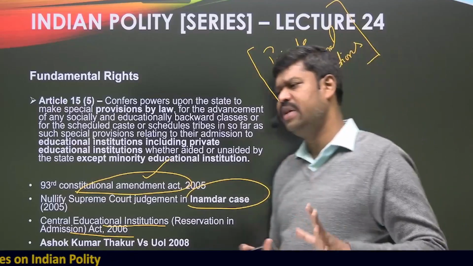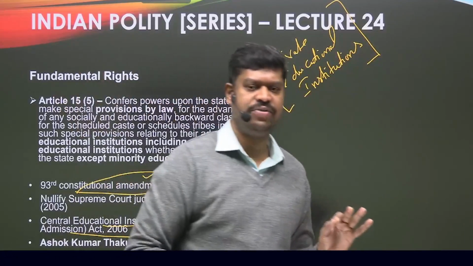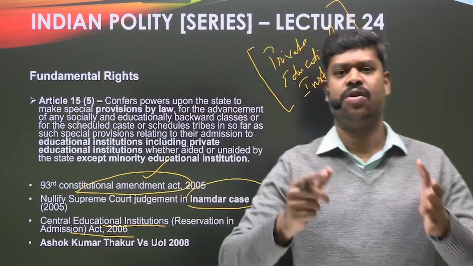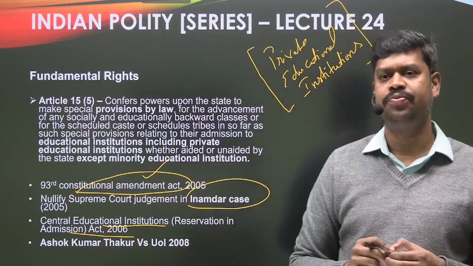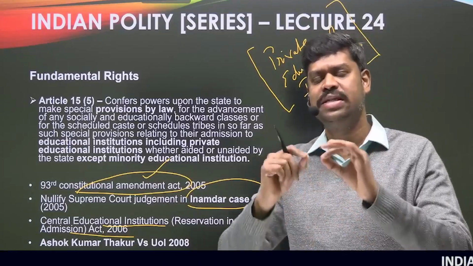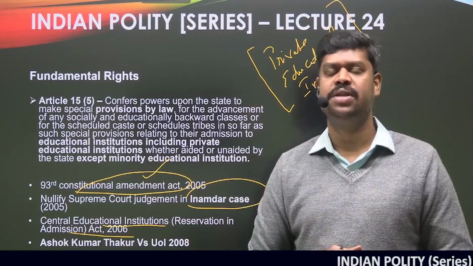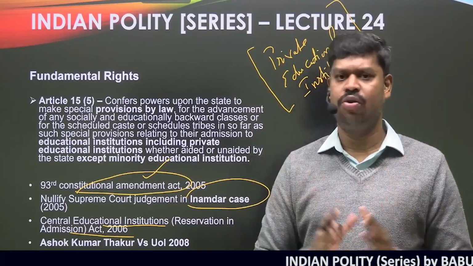But to put it in a very simple way, the main objective behind Article 15 Clause 5 is to provide an enabling provision to extend the scope of reservation even to private educational institutions. So this is basically what you'll have to understand. Is that clear to all of you?